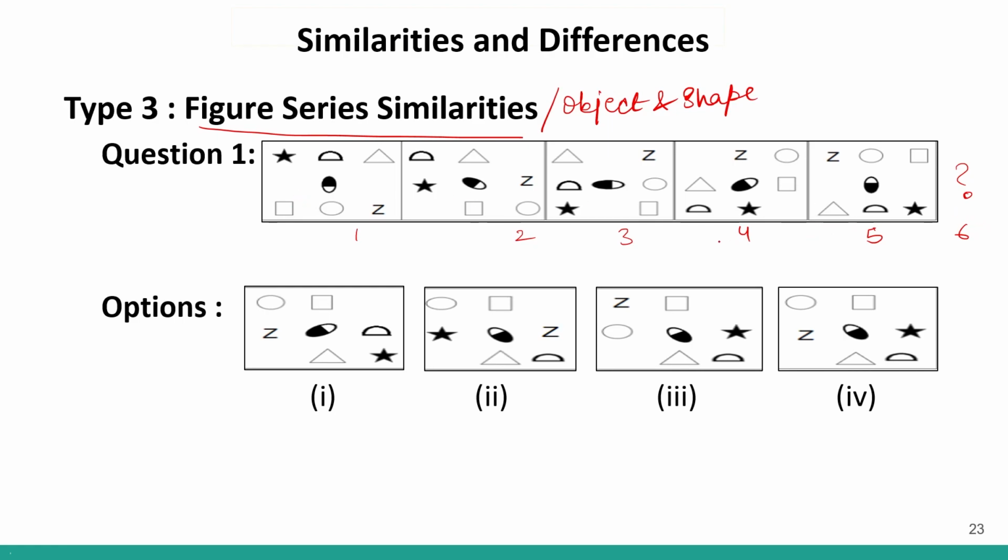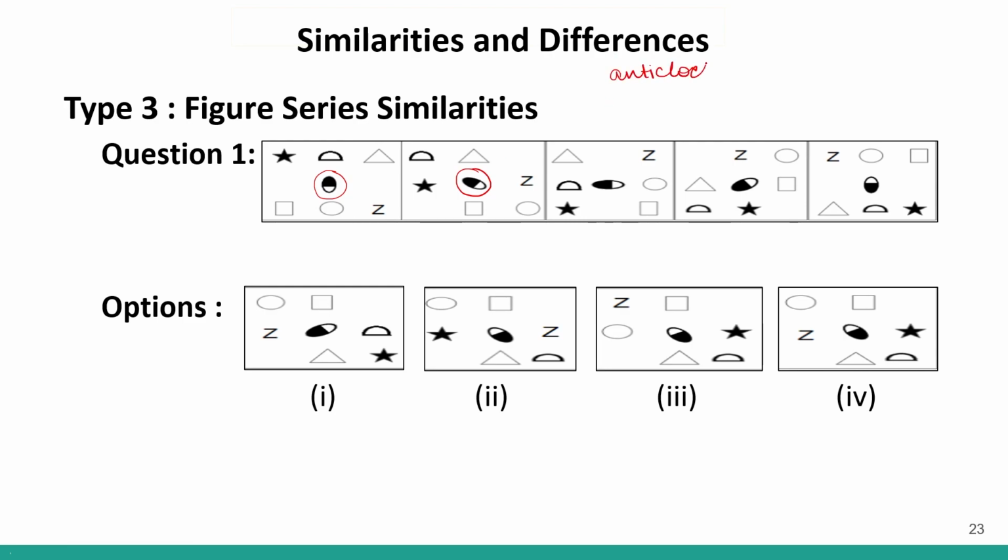Okay. Now, if I look at this question and let us see the middle term. So if this middle term, from this position, it came to this position. That means it rotated anti-clockwise. How many degrees? 45 degrees? Correct? From here to here, it again rotated anti-clockwise 45 degrees.